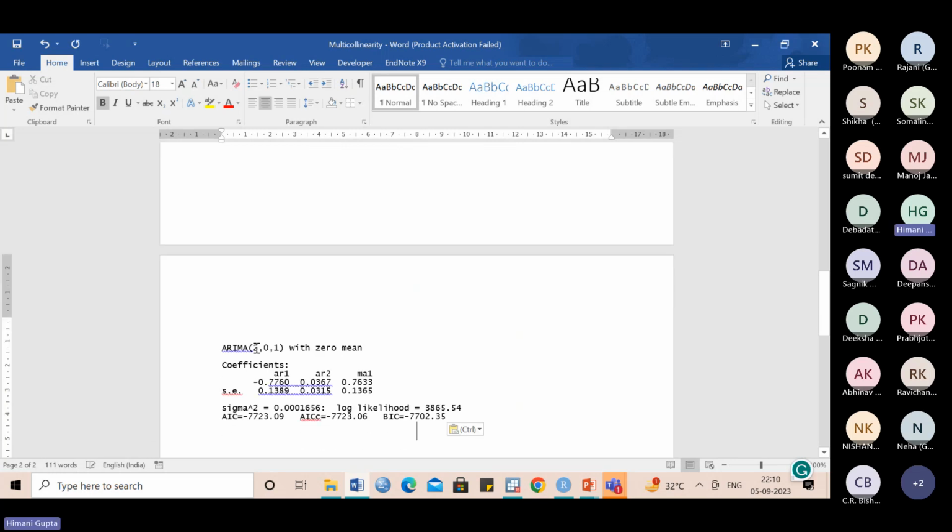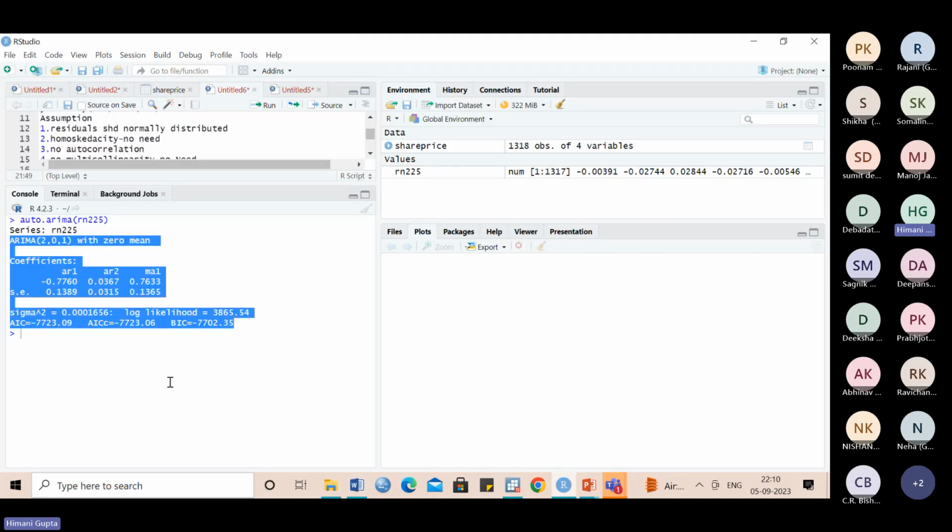Okay, let's say I have written my first model. This is my first model. R is 201, and AIC is given, BIC is given, and maximum log likelihood is given. Now let's go with the model.